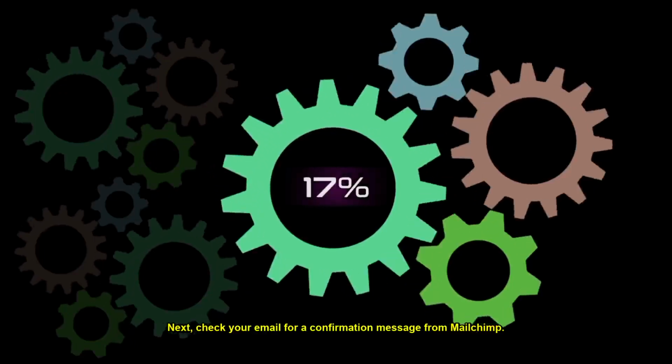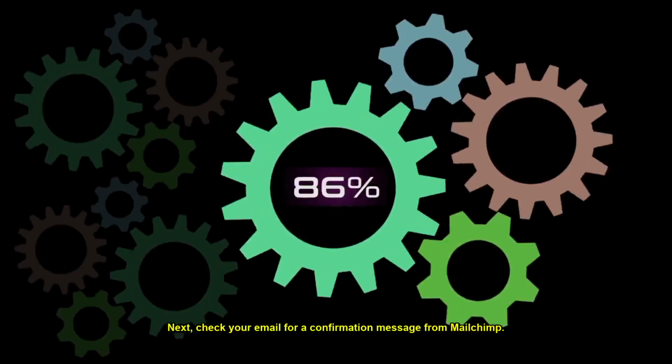Next, check your email for a confirmation message from Mailchimp. Open the email and click on the verification link to confirm your account. You will be directed to the account setup page.